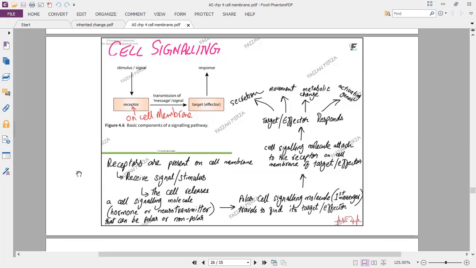It will travel throughout the body, or throughout the region from where it's secreted, to find its target or the effector. The cell signaling molecule attaches to the receptor on the cell membrane of that target or the effector. The cell might be very close to it, or the cell might be in a distant location in another organ. The target or the effector then responds by either secretion or movement or metabolic change or activating certain genes. This is how the response occurs because of the cell signaling molecule.